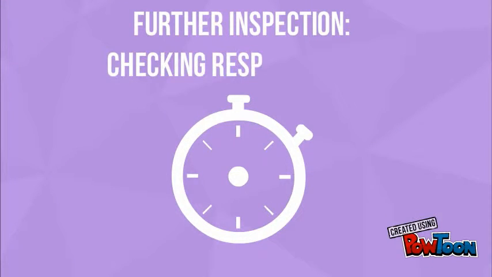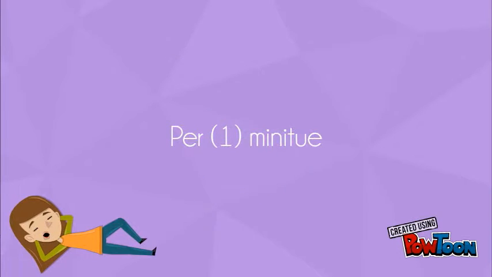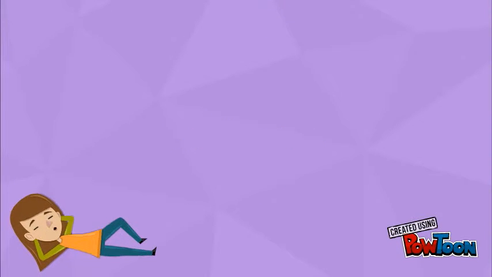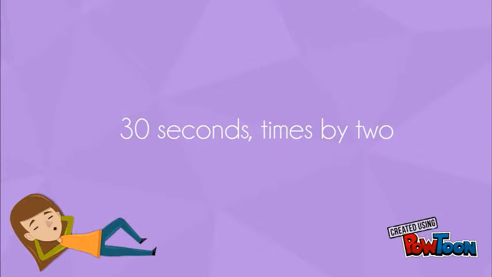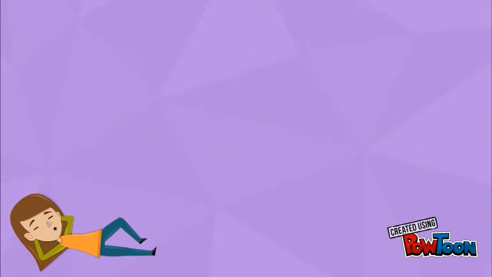Defining the respiratory rate. To find the respiratory rate, count how many breaths a patient takes per minute, or count the number of breaths they take for 30 seconds and multiply it by 2. The normal number of breaths per minute is between 12 and 20.